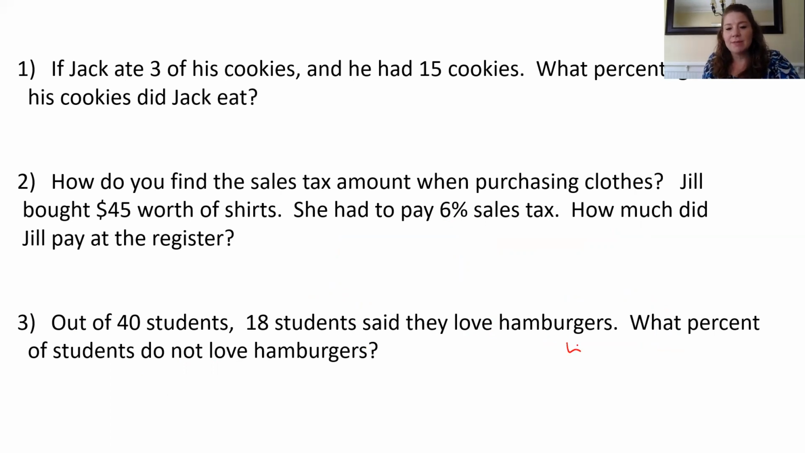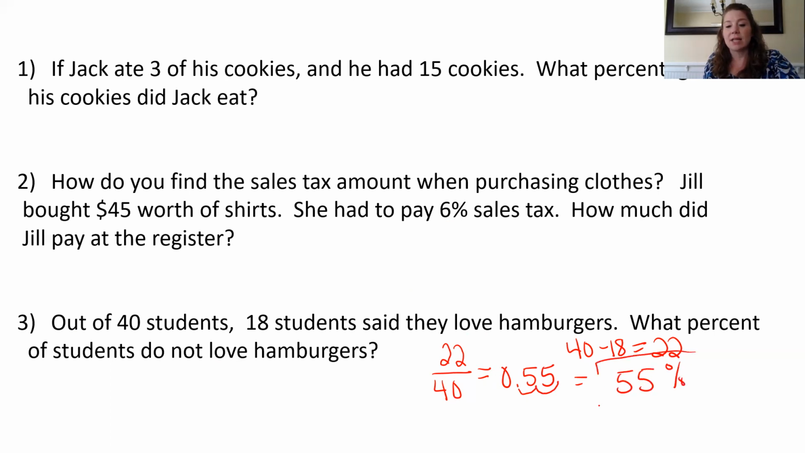Anyway, 40 minus 18 is 22. So if 22 do not love hamburgers out of 40, well, let's divide. 22 divided by 40 is 0.55, but it asks for a percent. So we're going to multiply that number times 100, and we're going to say that 55% of them do not love hamburgers. That means that 18 out of 40 has to be 45%, because all 40 would equal 100%, right? All right, so like I said, there's a couple ways you could have done that.